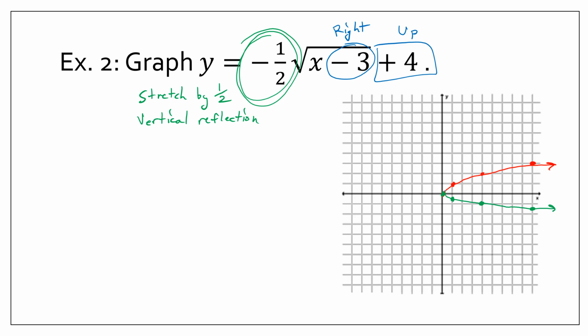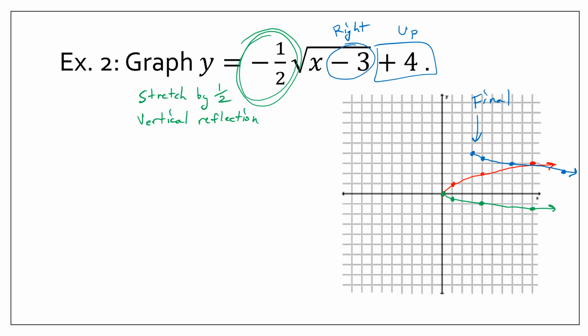So this point, I'm going right 1, 2, 3, up 1, 2, 3, 4. Here it is. This point, over 1, 2, 3, up 1, 2, 3, 4. Here it is. The same again for the next points. It's off the graph, but it'll be right about here. Here is my final graph. This blue line is the final.